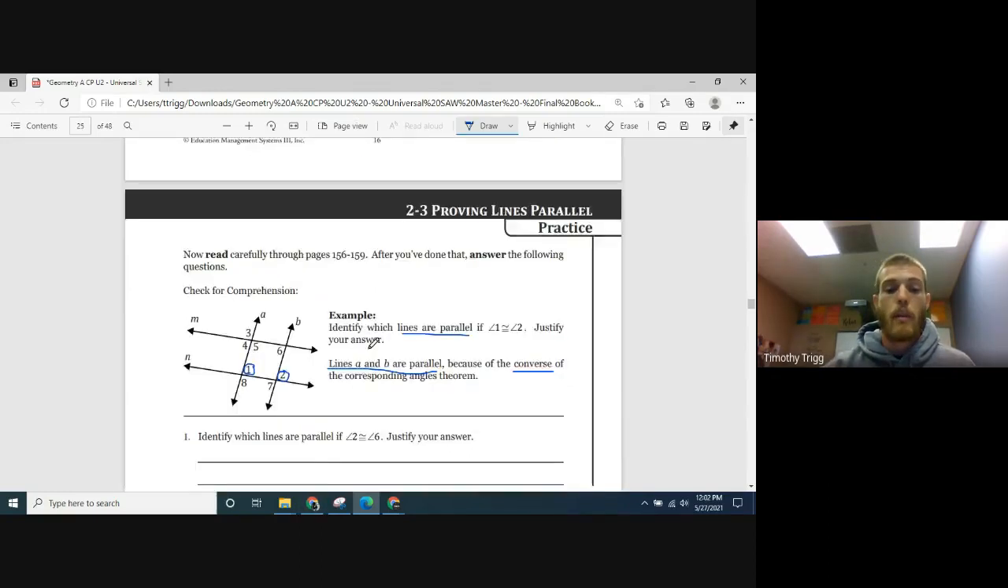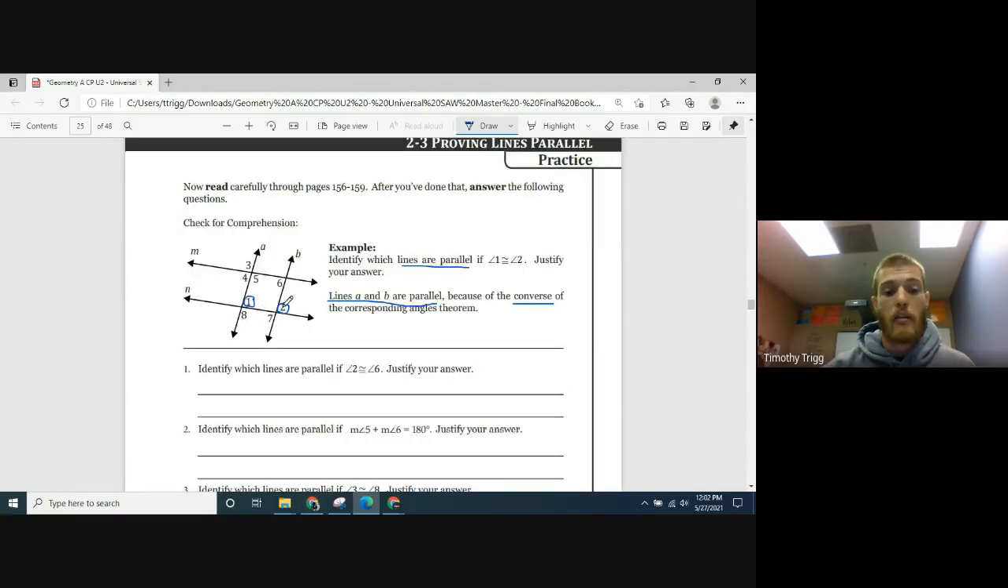So these are corresponding. So A and B are parallel because of converse of corresponding angles. You can see these are in corresponding position. All right, so just make sure you're putting that converse there.